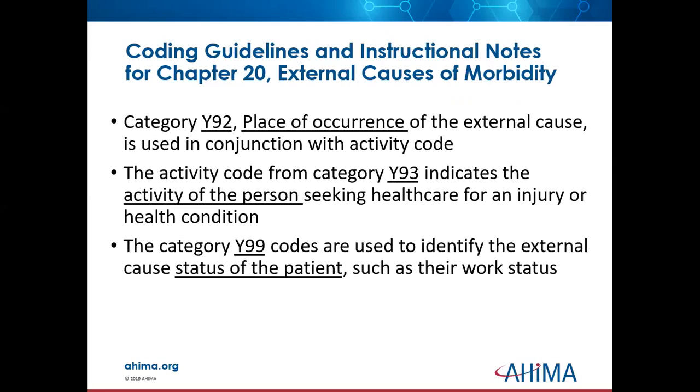So Y92 is the place of occurrence of the external cause, and it's used with the activity code. The activity code indicates what they were doing at the time the injury occurred. And then finally, the Y99 category code identifies external cause status of person. Status meaning their work status, what they were doing for a living, whether they were injured while they were a student, doing recreation, what have you.